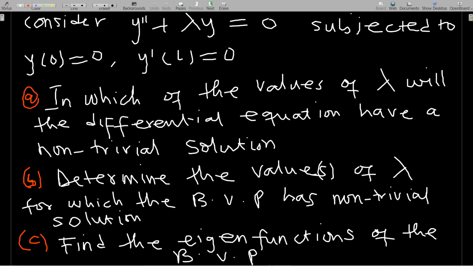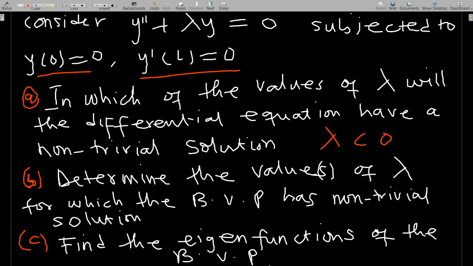Alright, so consider the BVP, that is y'' + λy = 0, subject to the boundary conditions y(0) = 0, y'(L) = 0. Now, for which values of λ will the differential equation have a non-trivial solution? What this means is, for which region: is λ less than 0, or λ greater than 0, or λ equals 0, that will give us that. That's what the question is trying to say.